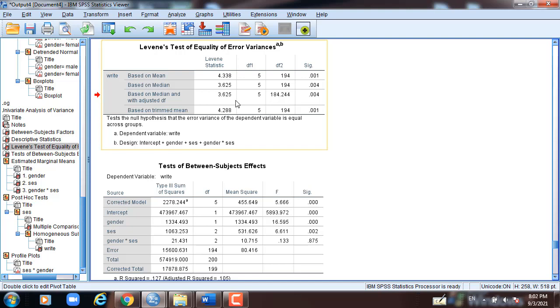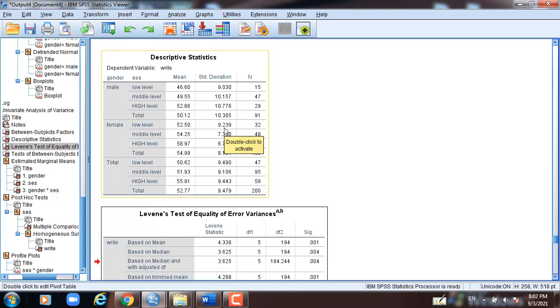We are going to start with the descriptive table as shown here. What is the descriptive here? As you can see, the table is very useful as it provides the mean and the standard deviation for a group or levels that have been split by both independent variables.